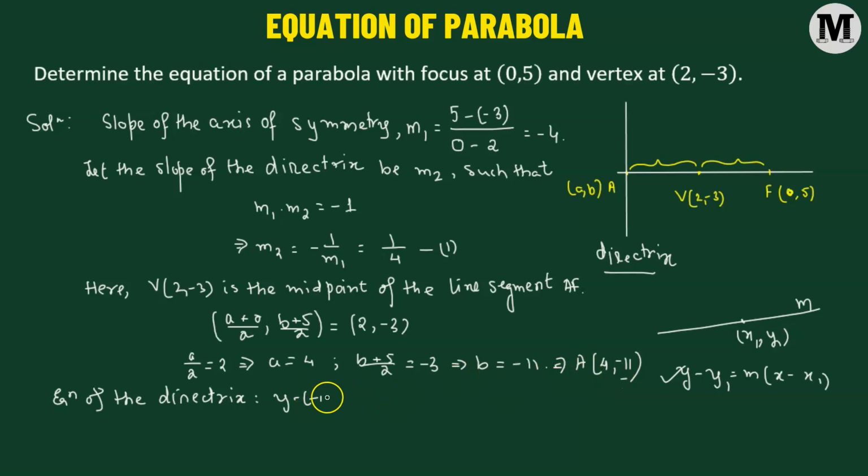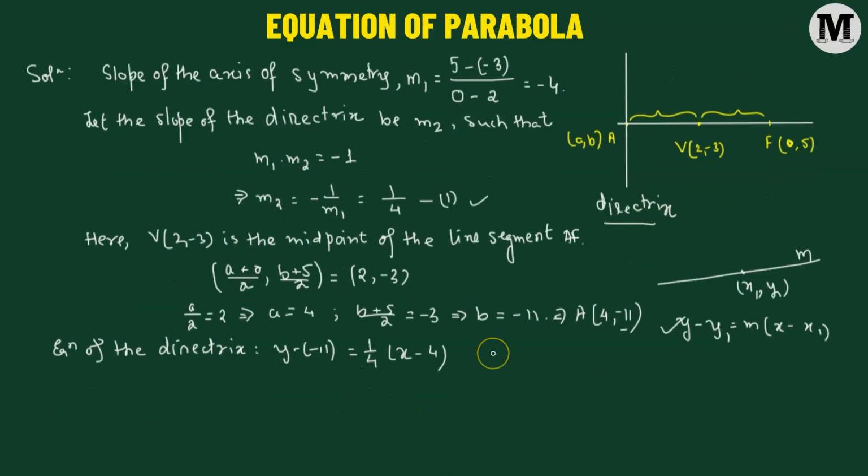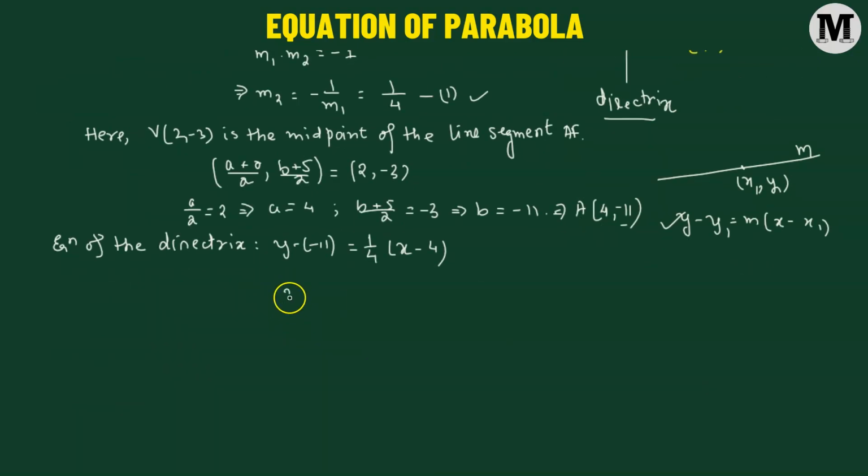So that's y minus negative 11 equals the slope, which is 1 over 4, which we have already obtained in number 1, multiplied by x minus x1, so that's x minus 4. Let us simplify the equation. Here we have y plus 11. We're going to multiply throughout by 4, so 4(y + 11) equals x minus 4. We have 4y plus 44 equals x minus 4. Rewriting the terms, we get x minus 4y minus 48 equals 0. This is going to be the equation of the directrix line.